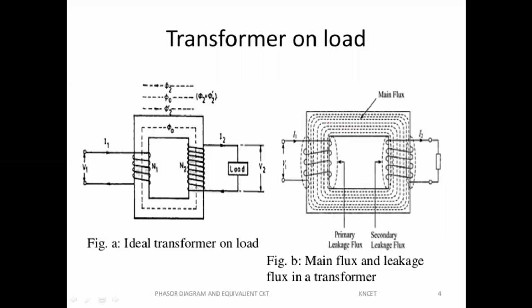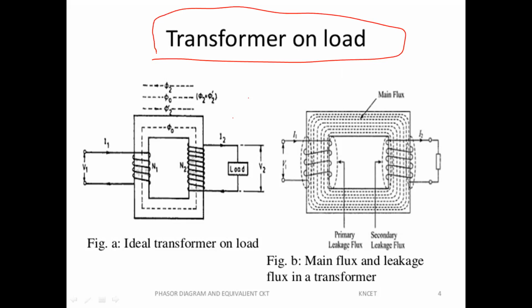This is the transformer phasor diagram under loaded condition. We draw the phasor diagram of the transformer on load. In the last case also it was on load, but we neglected the impedance drops. This is very important. Here we have types of loads: pure resistive load, pure inductive load, pure capacitive load, and RL load.